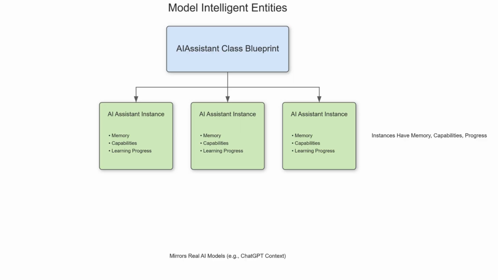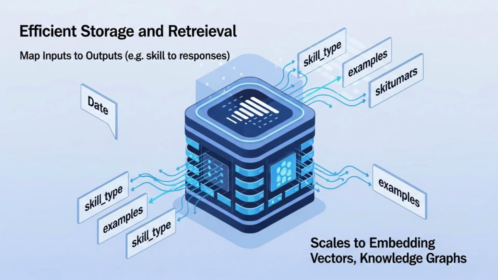Next, let's talk about how our AI agents store what they learn. AI systems require highly efficient ways to store and retrieve learned information, and Python dictionaries are perfectly suited for this. They function much like a brain's associative memory, mapping specific inputs to corresponding outputs or responses. In our simulator, the skills dictionary within our AI assistant will map skill types, like greeting or math, to a list of potential responses or learned examples. This is fundamentally similar to how neural networks map features to predictions or how recommendation systems link user preferences to items.